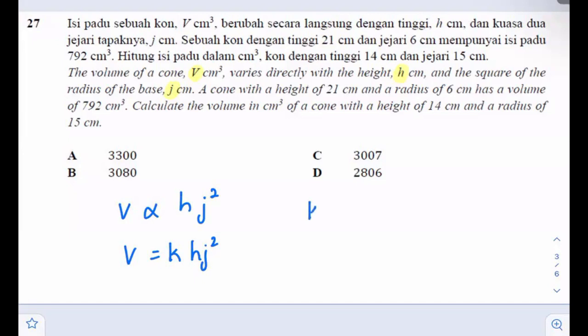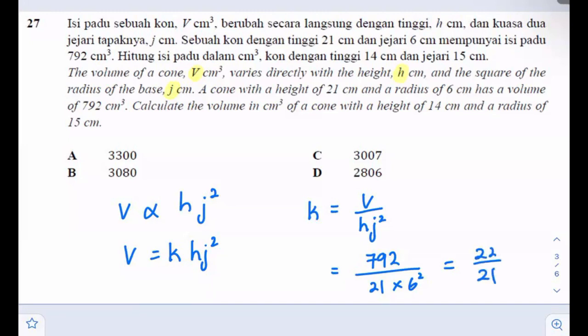Now in order to find k, we have to move h and j squared to the left. V divided by h j squared. Because here it is a multiplication and we move it to the left-hand side, it will become a division. So put in all the given numbers. V is 792 and h is 21, multiplied with j is 6, so 6 squared here. So 792 divided by 21 times 6 squared. It will become 22 over 21.